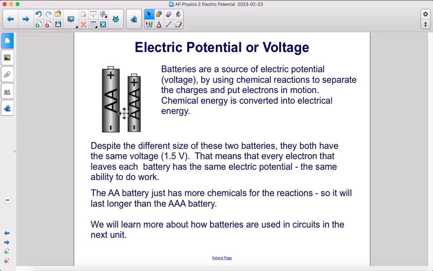Despite the different physical size of these two batteries, they both have the same voltage, 1.5 volts. That means that every electron that leaves each of these batteries has the same electric potential, 1.5 volts. They each have the same ability to do work. The AA battery just has more chemicals for the reactions, so it will last longer than the AAA battery. We will learn more about how batteries are used in circuits in the next unit.